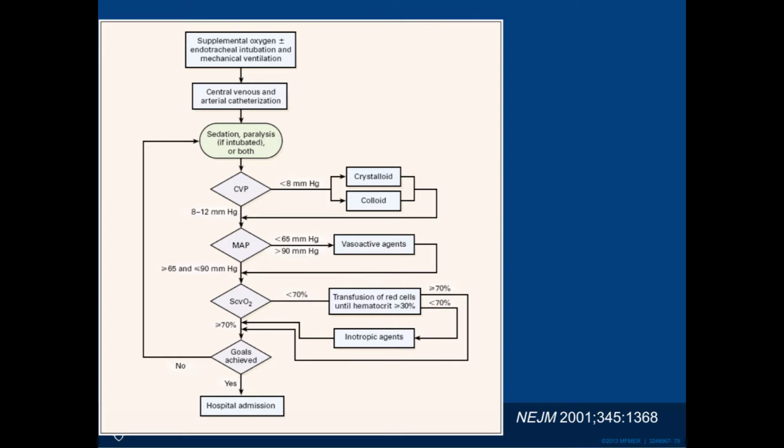I do want to point out this is what early goal-directed therapy looks like when you have it as a bundle of care. And I think one of the most brilliant things that this did is it gave permission for people to give fluid that they would otherwise not do. I really think that was the biggest benefit of early goal-directed therapy.